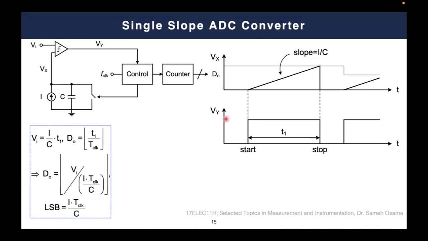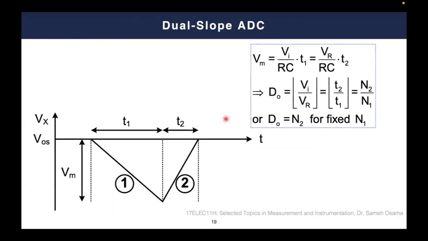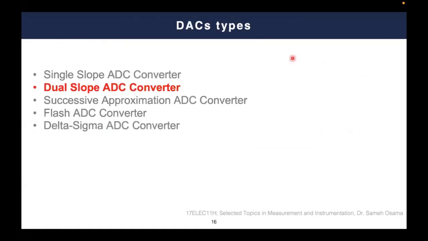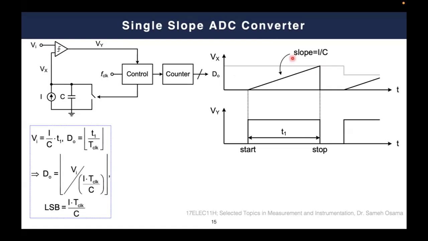if we return back here, sorry, T clock is coming from here. So this is the number of counts coming from the clock. So for example, you can have a D of 100 counts, 10 counts, 12 counts, whatever. It depends on the duration of this T1. And here you can make a general expression for D as V input over I T clock over C.